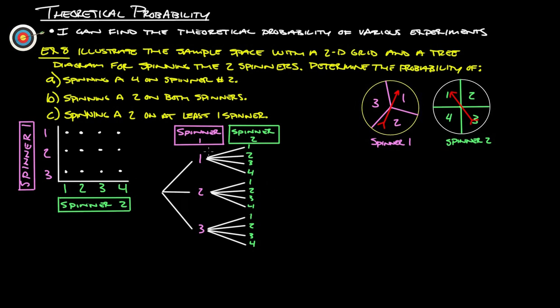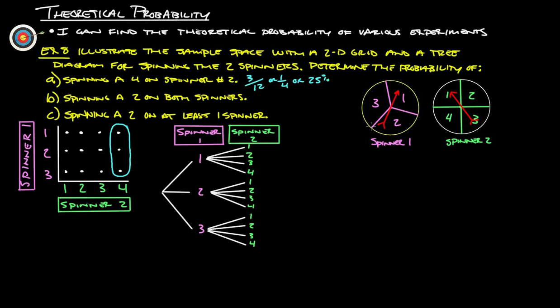Now from this we can determine the probability of spinning a 4 on spinner number 2. On the grid, here's spinner number 2, and if we spin a 4, that's all of these here. That's 3 out of the total. There are 4, 8, 12 possibilities. So 3 out of 12, or 1/4, or 25% chance.